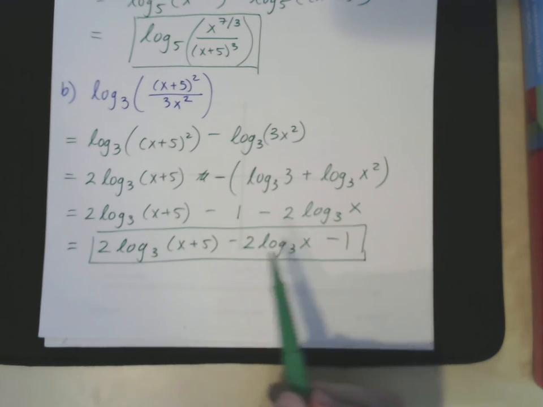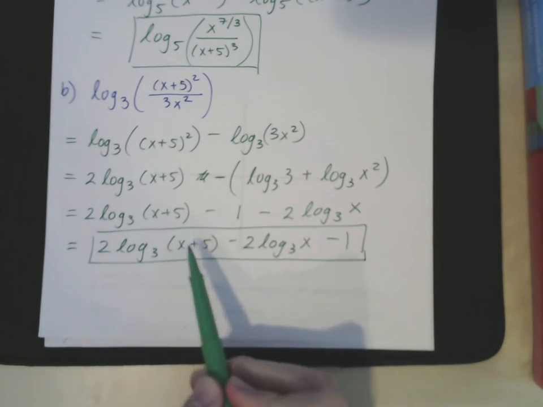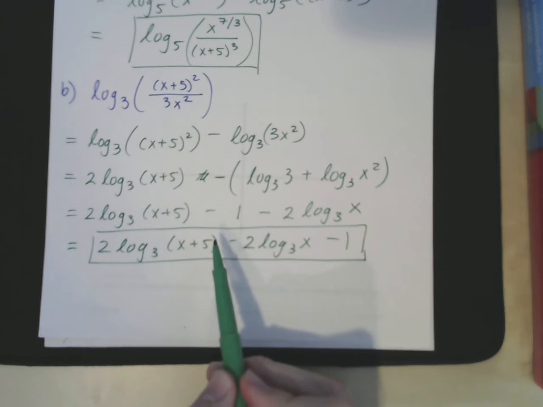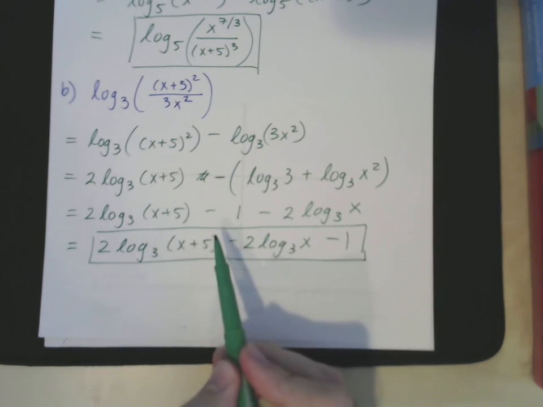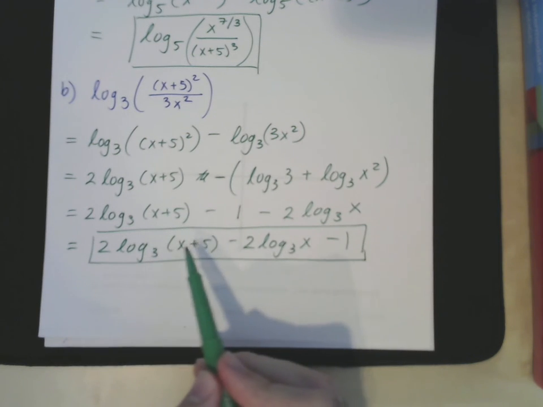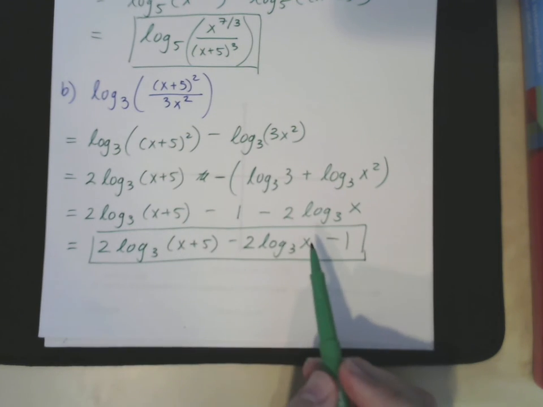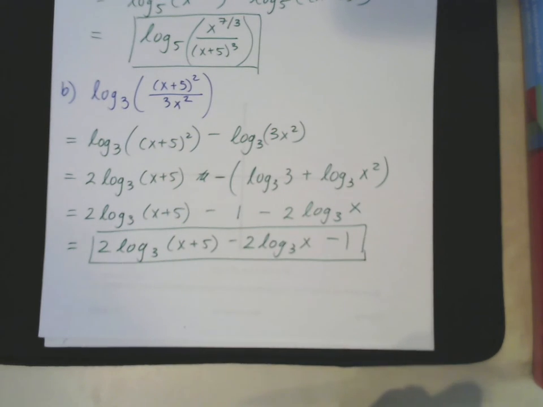Again, you know you're done when you have no more multiplications or divisions or exponents inside the argument of the logarithm. So I have nothing I can bring down. I have no multiplications or anything I can factor here. I have no exponents to bring down. So I know that this has to be as expanded as possible, which it is.